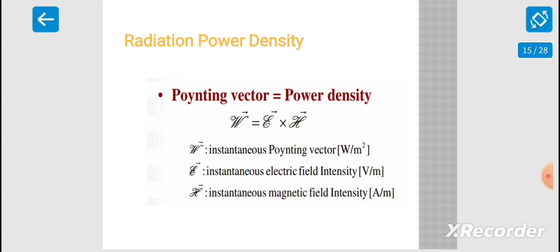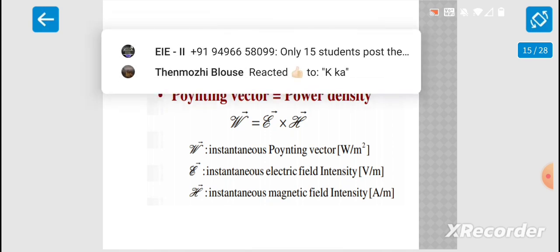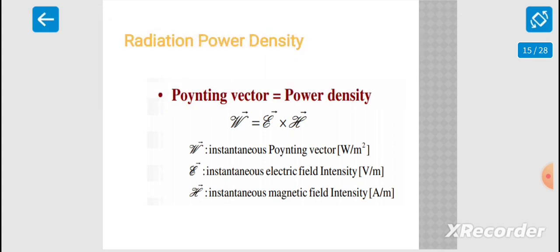The equation of the radiation density is W is equal to E into H. E is the electric field, H is the magnetic field. Okay. Next, W bar is the power density.